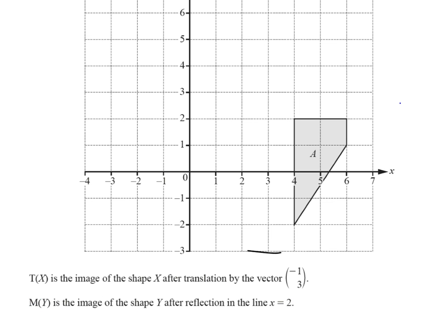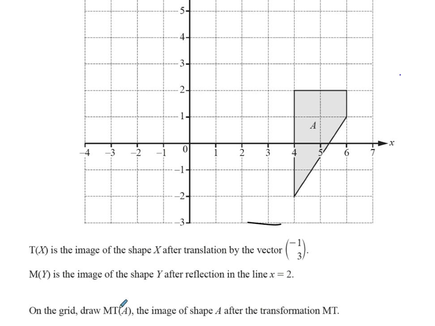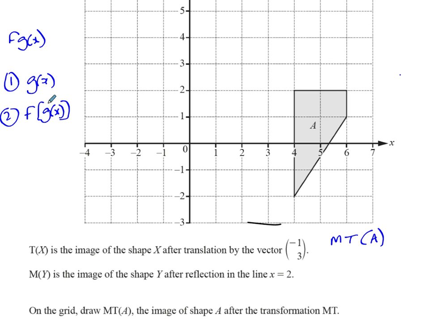Now the question asks us on the grid to draw MTA, the image of shape A after the transformation MT. Now when you have a combination of transformations, it's kind of like functions. For example, when you do f(g(x)), you've got to first find what g(x) is, and then you've got to find what f of g(x) is.